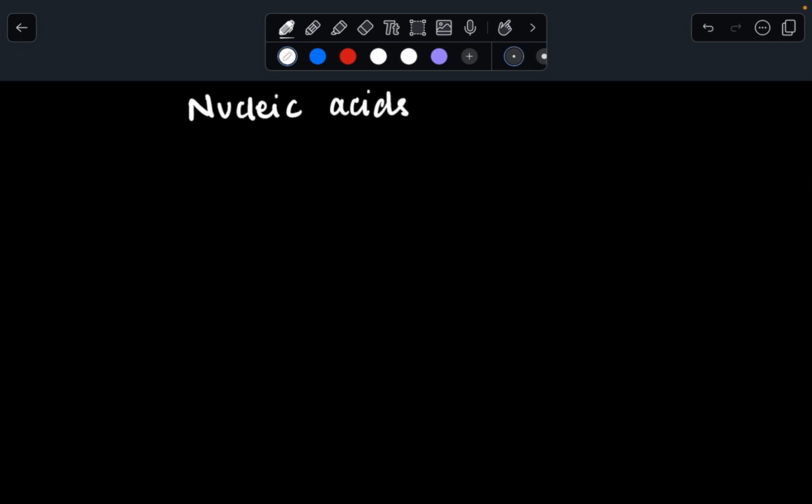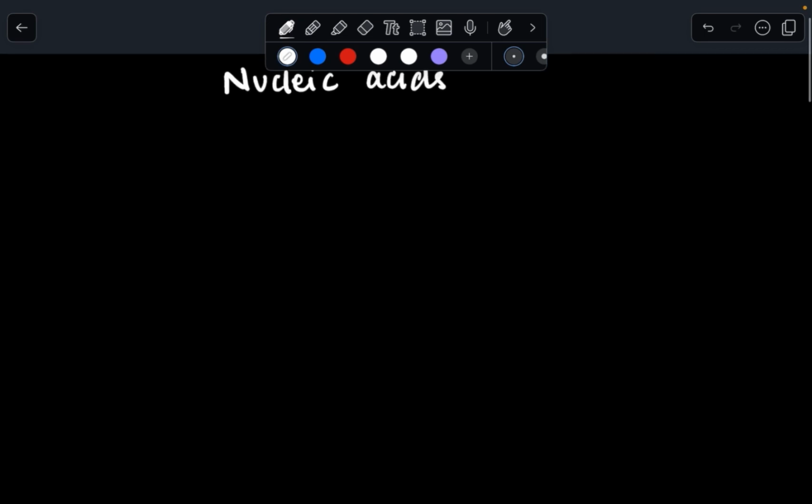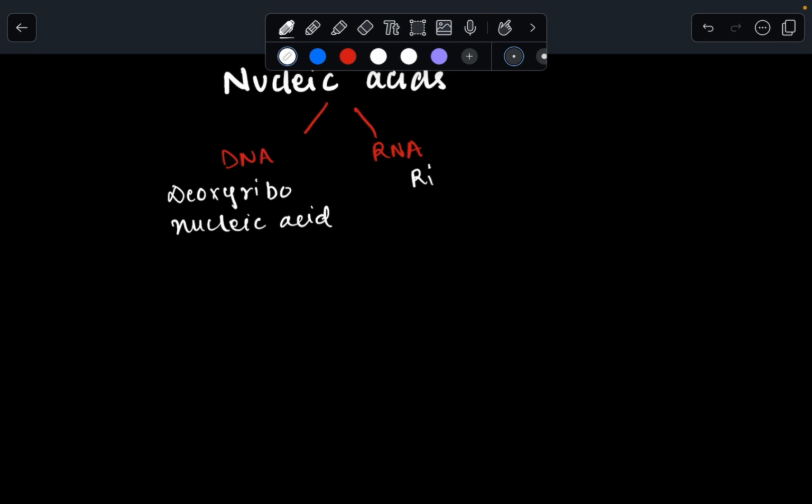So nucleic acids carry the genetic information because they have been isolated from the nucleus of eukaryotic cells. There are two related types of nucleic acid, as we all know, DNA and RNA. DNA stands for deoxyribonucleic acid and RNA is ribonucleic acid.